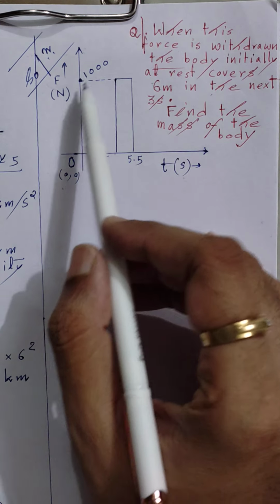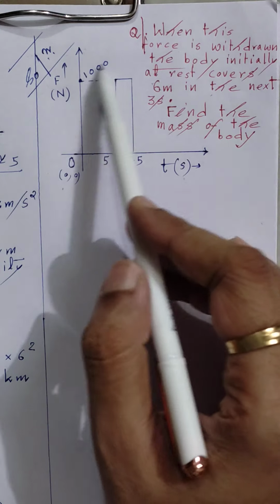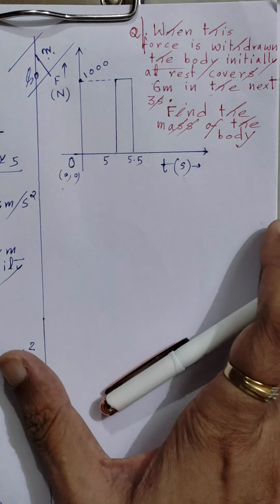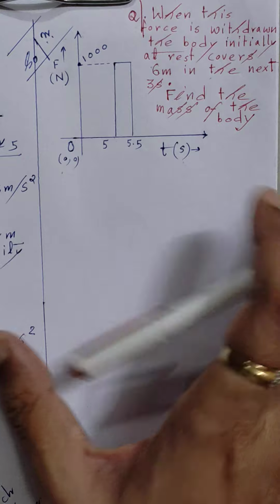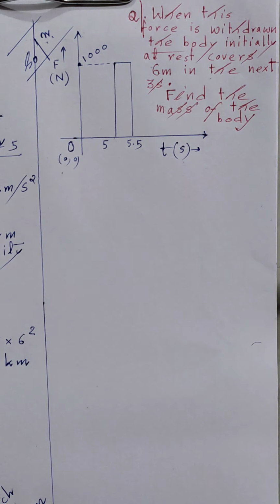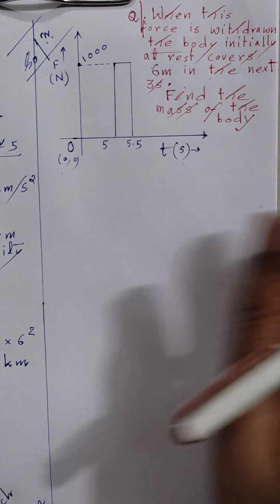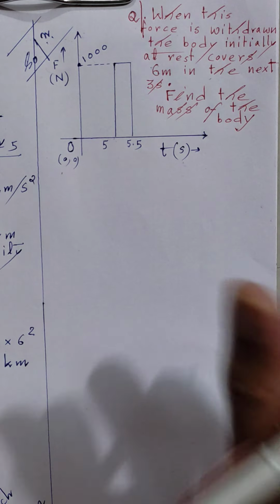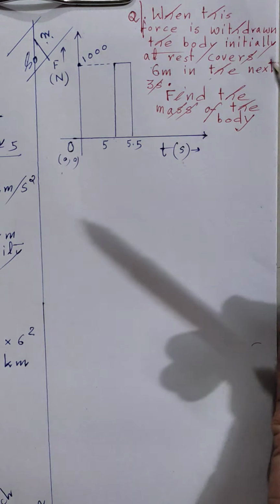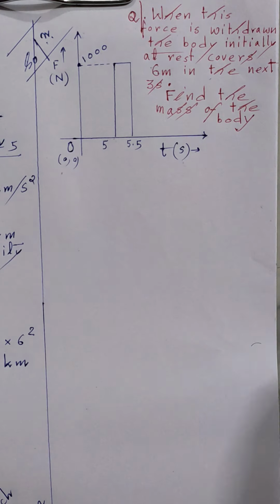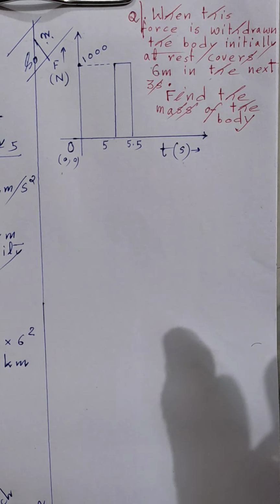So basically, as you can see, 1000 Newton force is acting on the body for 0.5 seconds. So this type of force is called impulsive force. When a force of very large magnitude is applied on a body for an extremely short interval of time, then such a force is called impulsive force. And the change in linear momentum that it brings along is called the impulse.